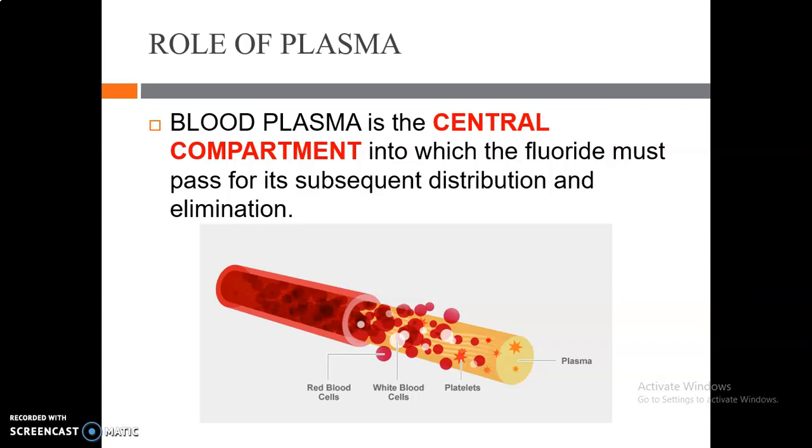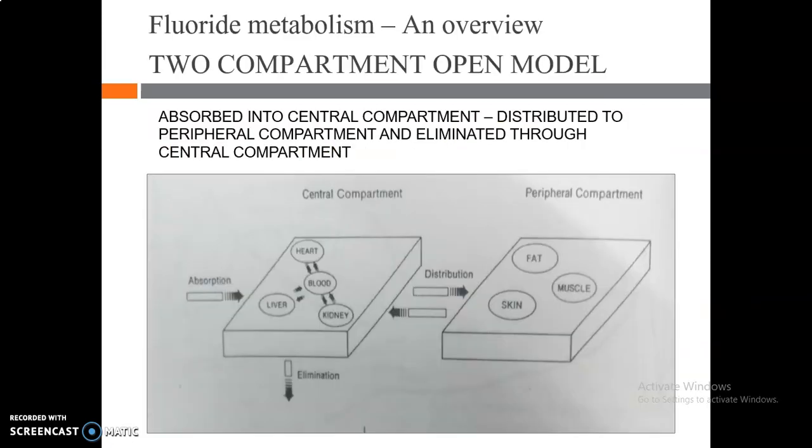So before going into the metabolism, what is the role of blood plasma? Blood plasma acts as the central compartment into which the fluoride must pass before it is distributed and eliminated. So that highlights the role of blood plasma in metabolism of fluoride.